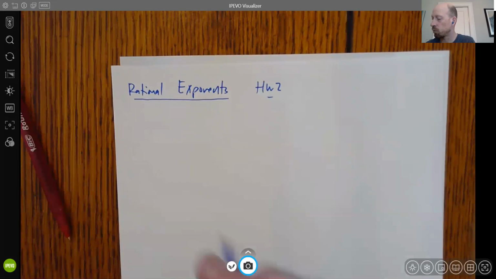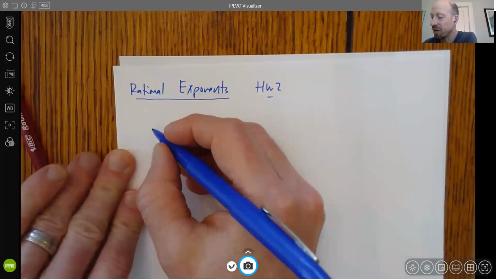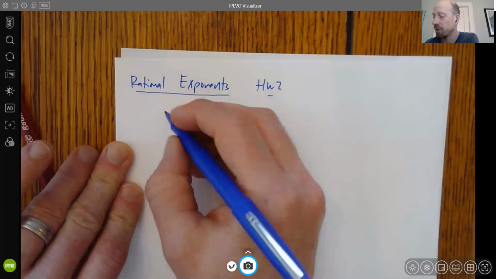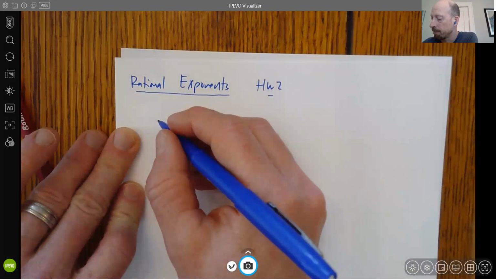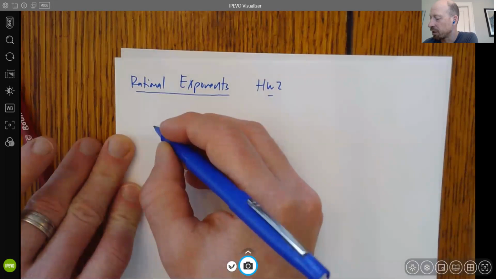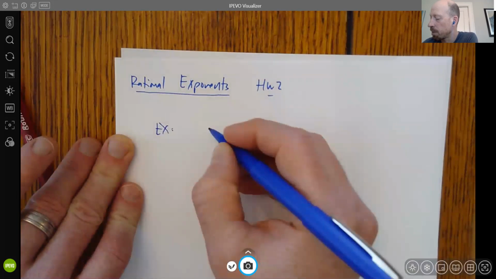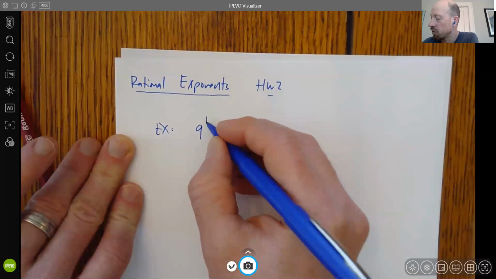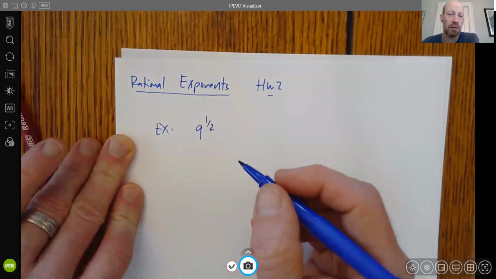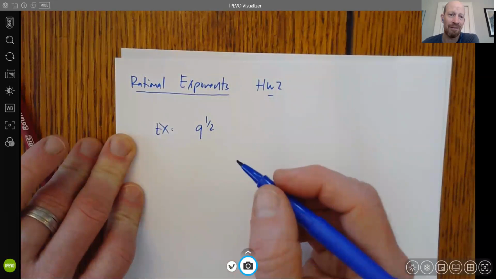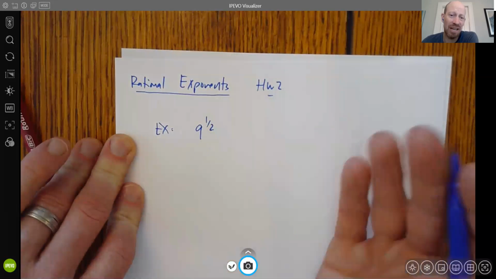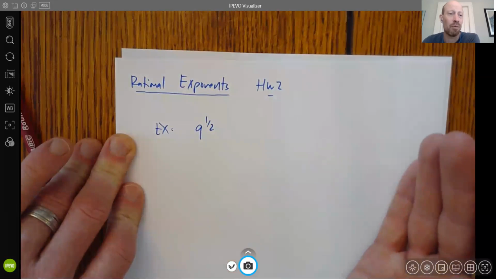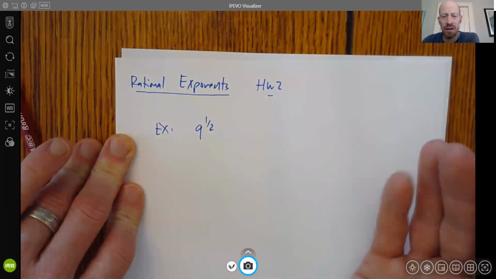What I want you to do is try and figure out what exactly a rational exponent means, right? What it's telling us. So a fraction here. So for example, what if I look at 9 to the 1/2 power, right? It's not at all clear what that exponent really is. Like, what does that mean? I know what 9 squared means, right? That's 9 times 9. But what does the 1/2 power mean?